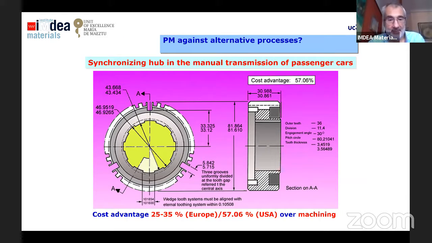This is another interesting part, which is the synchronization hub in the manual transmissions of passenger cars, in which, depending on the process, which in Europe is usually a little bit different than in the United States, the advantages in terms of savings are in the order of 57% in the USA or in the order of 40% in Europe over machining.